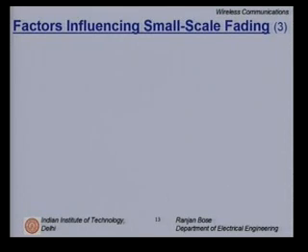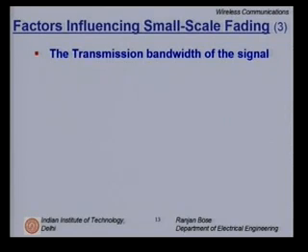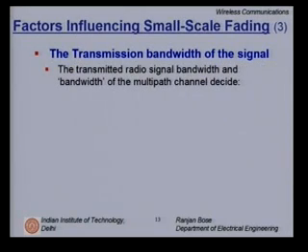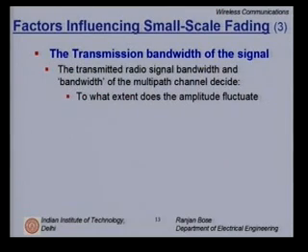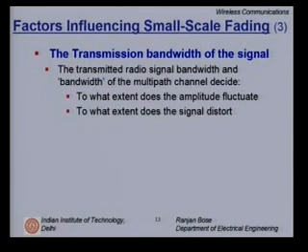Factors influencing small scale fading: the transmission bandwidth of the signal. This is another important parameter. What is the transmission bandwidth of the signal? Is it large or small vis-a-vis the bandwidth of the channel? The transmitted radio signal bandwidth and the bandwidth of the multipath channel decide two things. To what extent does the amplitude fluctuate? Please note, the amplitude will fluctuate, but the question is to what extent? And to what extent does the signal distort?